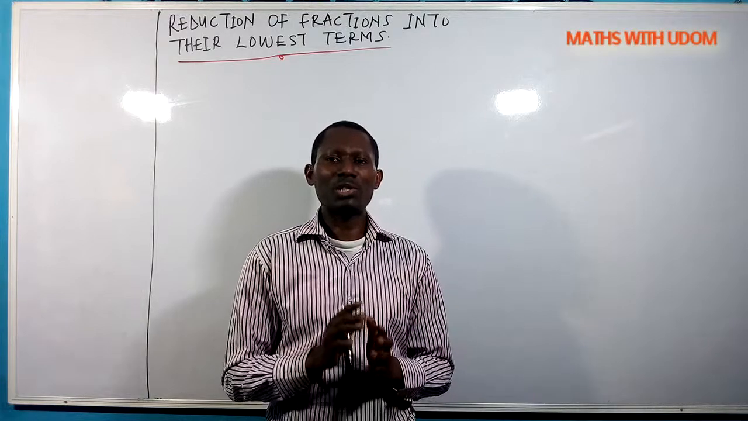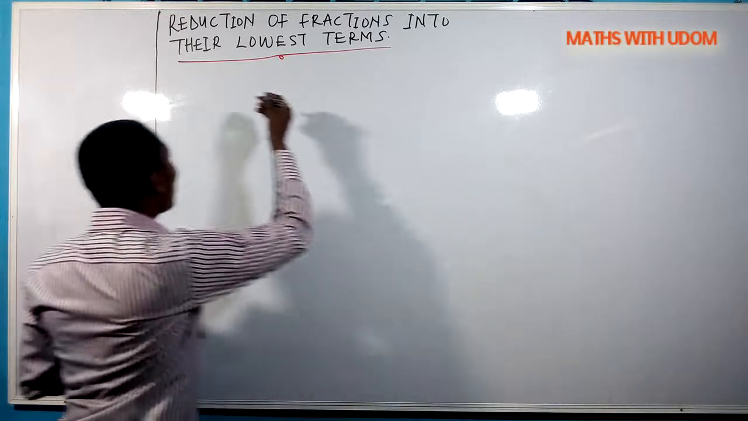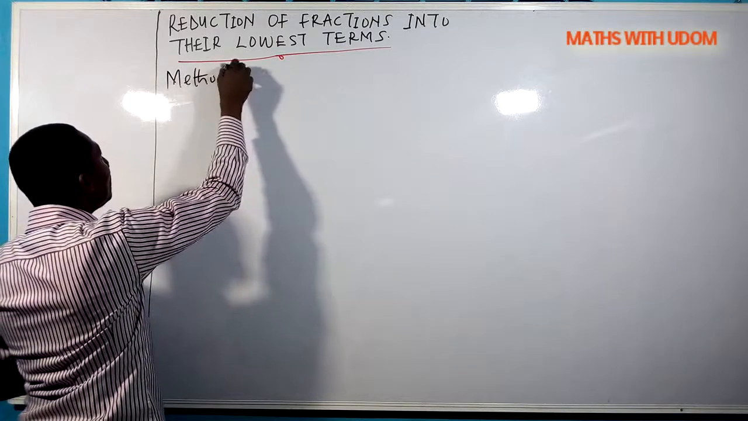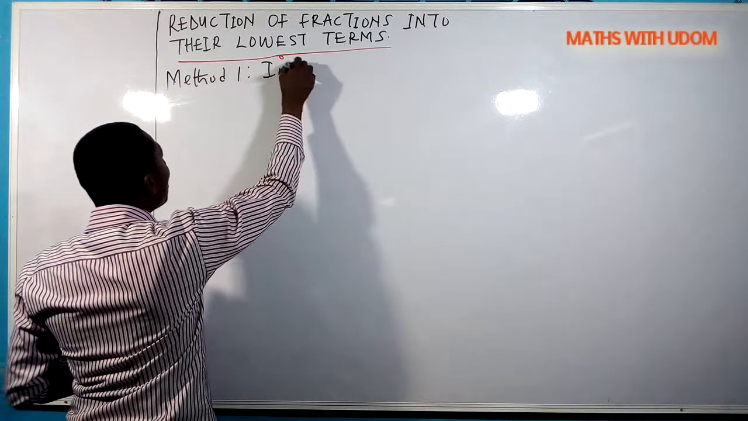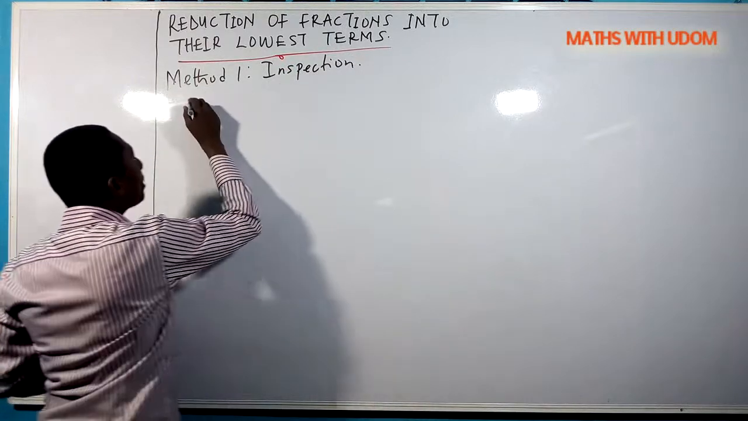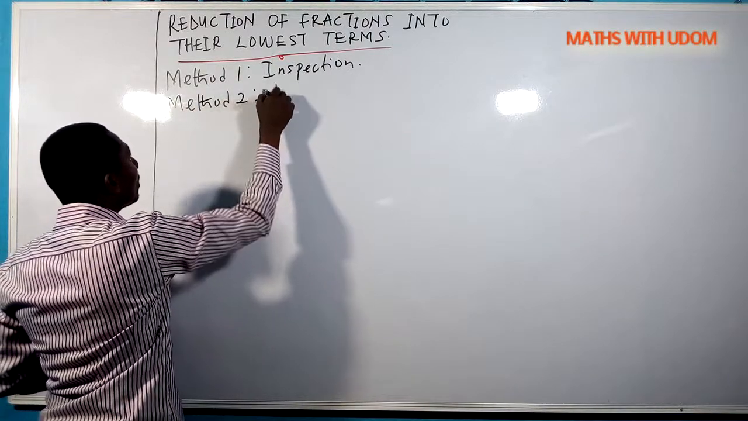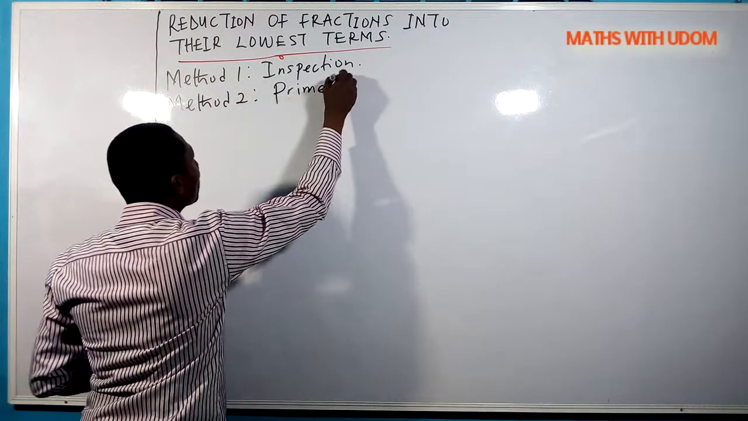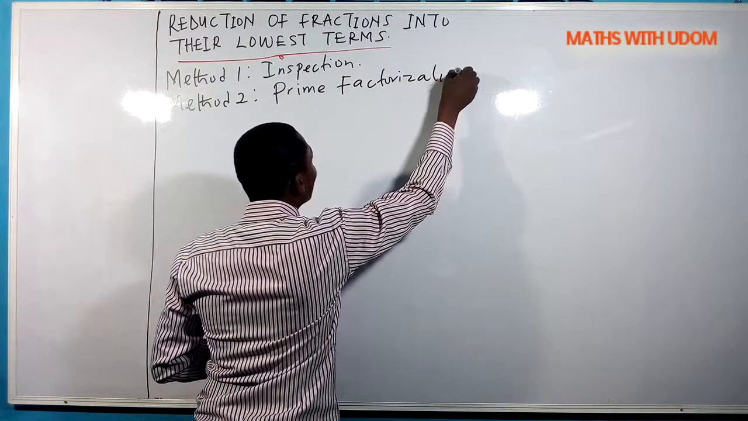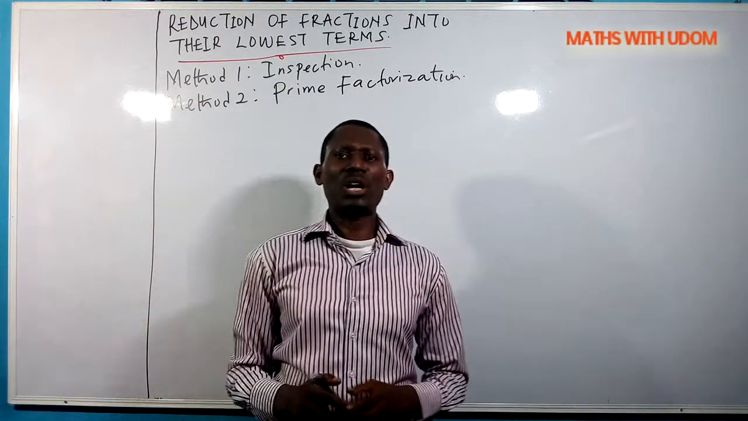What is the inspection method all about? It has 3 steps. We have 2 methods. Method 1 is called the inspection method, while method 2 is called the prime factorization method.